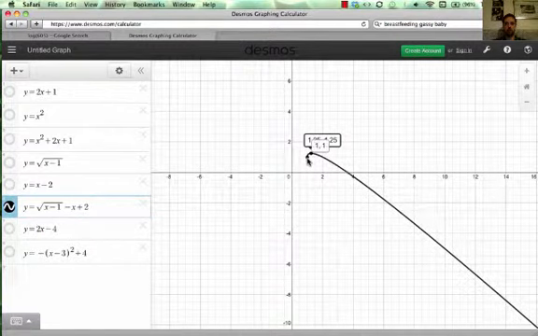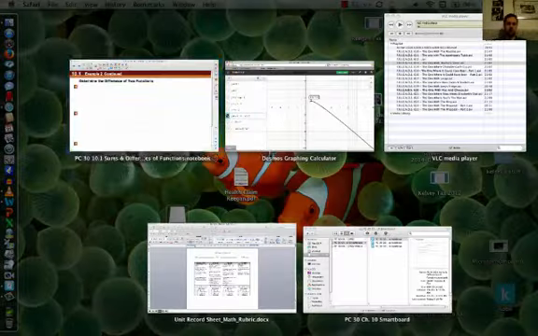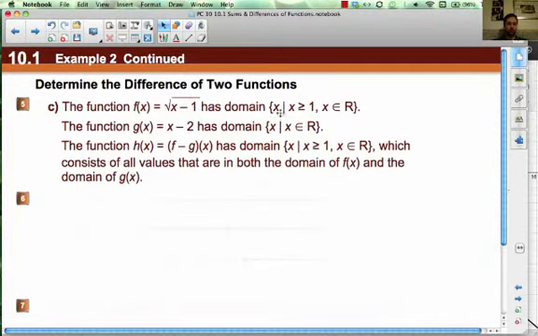And our domain, so we have the tip of this thing is at 1 and 1. So the x value of 1, it will never drop below that. It will always be 1 or greater on in that direction. So the domain, x is greater than or equal to 1, otherwise an element of the reals. That's of our original f of x function. This one has no restriction on the domain, but our combined function has the same restriction on the domain as the original f of x here. So it consists of all the values that are in both domains.